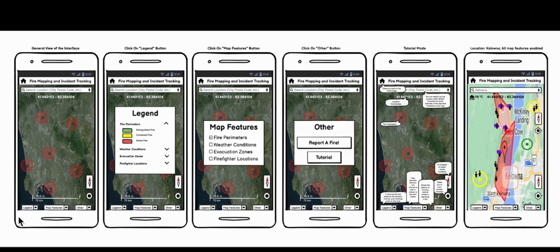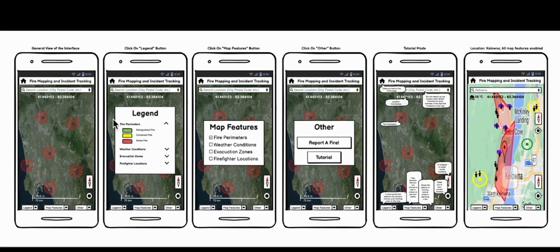The first button on the left side, bottom left side, is the legend button. If the user hits this button, we'll have a pop-up window showcasing the legend for the map. Now, in this specific feature or page of the app, we have four different map features. One is the fire perimeters, the other is the weather conditions, the third one is the evacuation zones, and the last one is the firefighter locations.